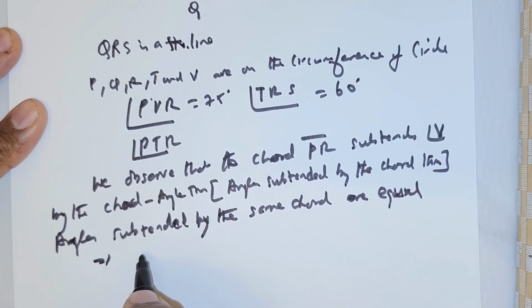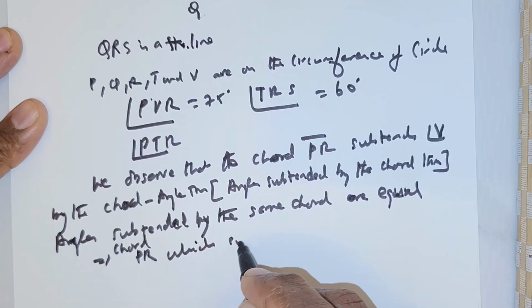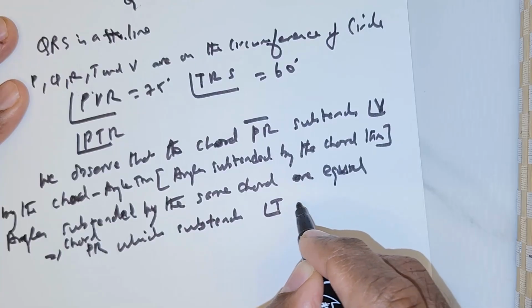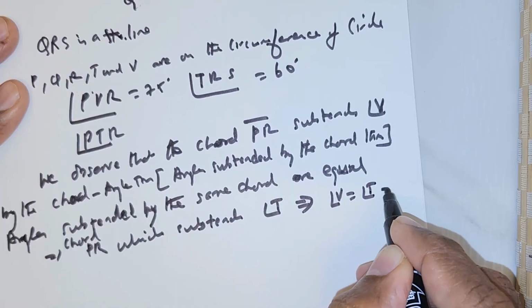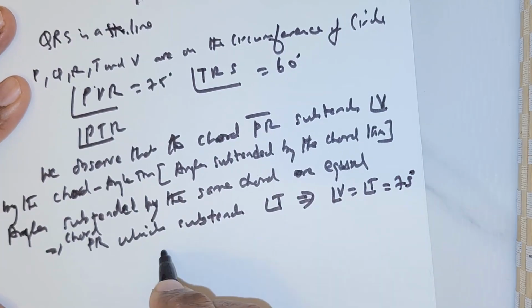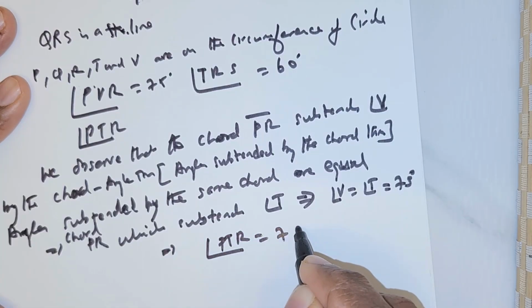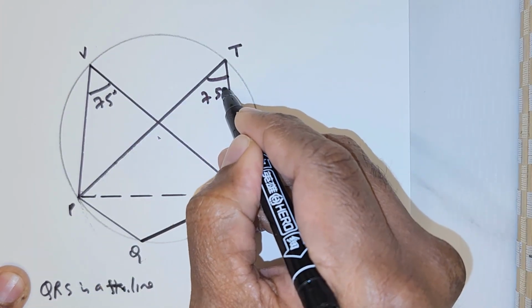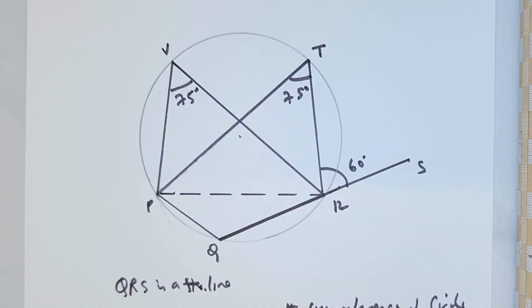So this means chord PR, which subtends angle T, means angle V will be equal to angle T, which is nothing but 75 degrees, which in turn means angle PTR is equal to 75 degrees. Okay, so this angle will also be 75. Okay, that is the solution for this question. Now let's move on to the next one.